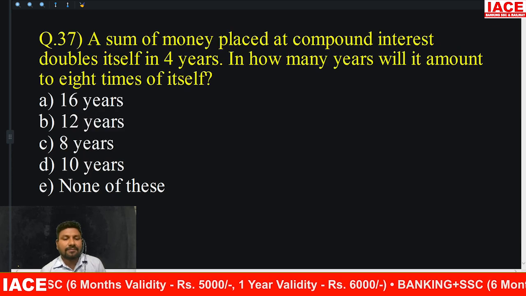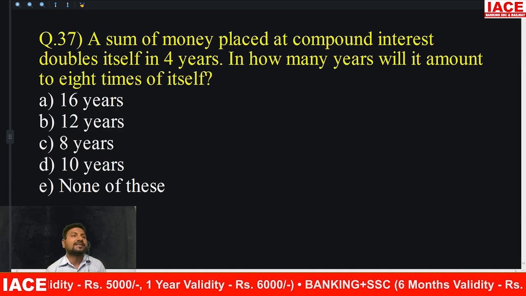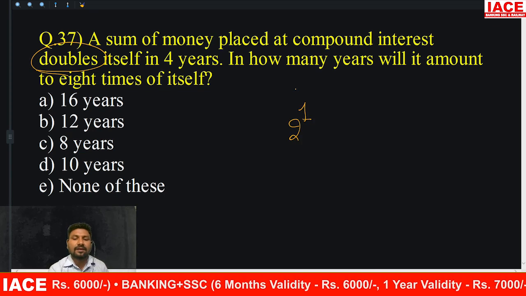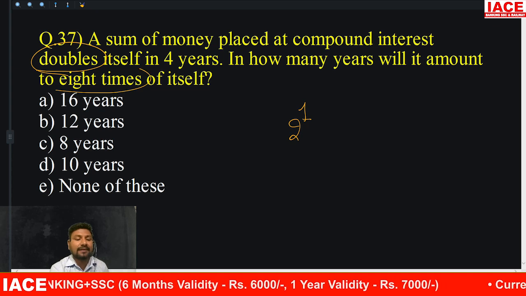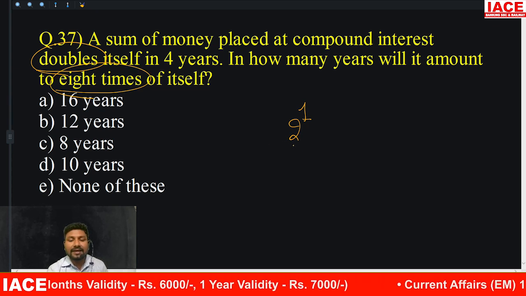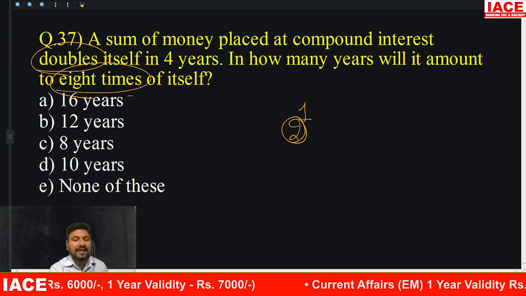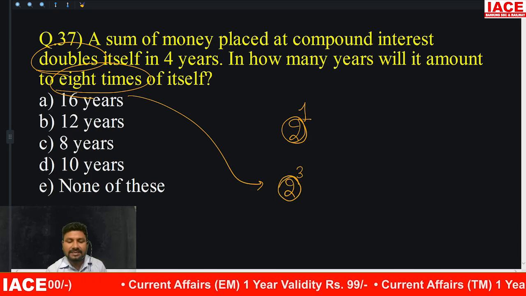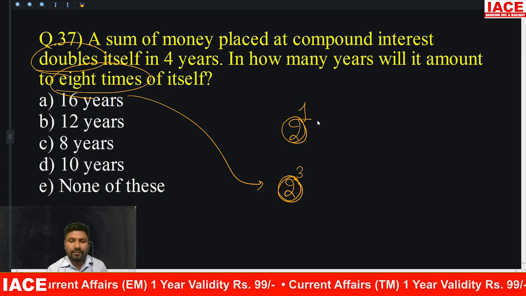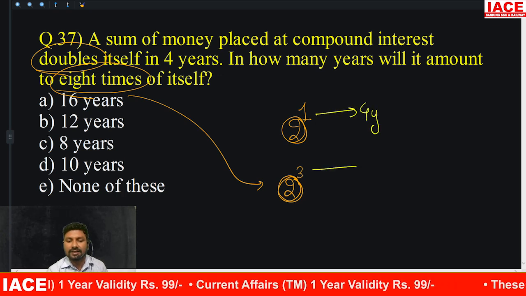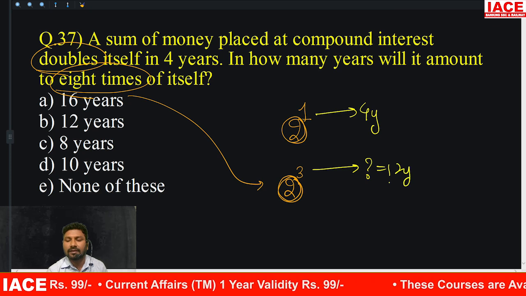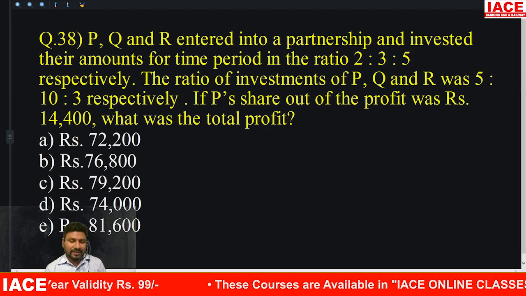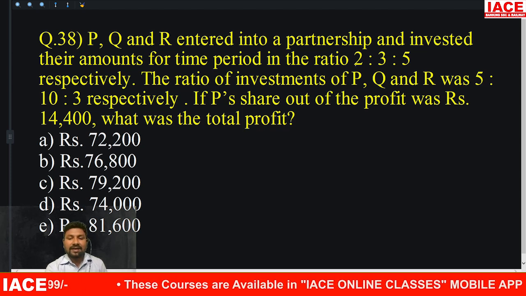50% profit. A sum of money placed at compound interest doubles itself in 2 years. Doubles, 2 to the power of 1. In how many years will it become 8 times? Multiply in 2 multiples. 8 times you can write as 2 to the power of 3. Try to make the bases equal, that is a simple point. 1 part equal to 4 years, 3 parts equal to how many years? 12 years. Option B.